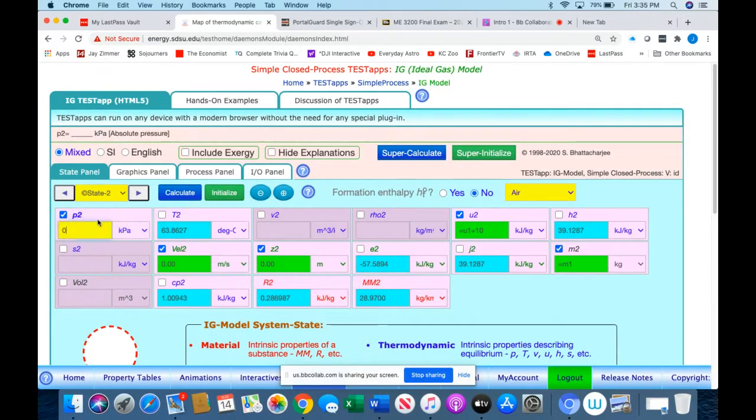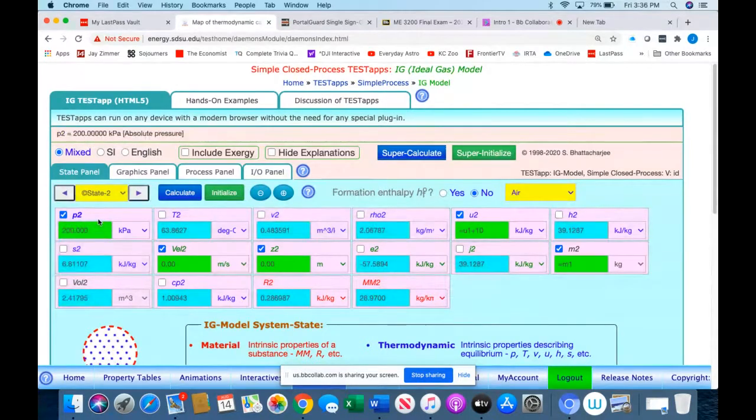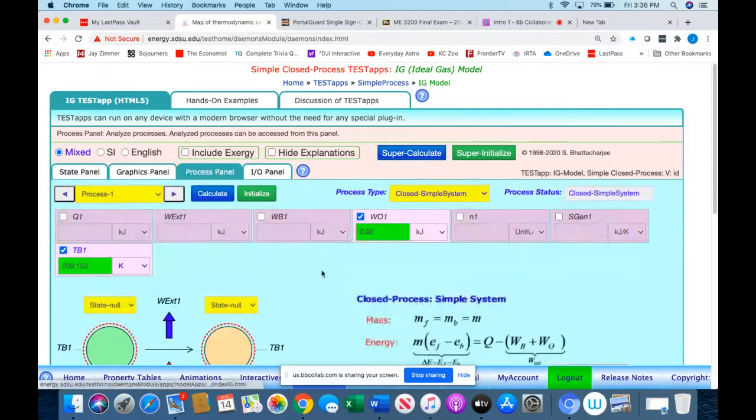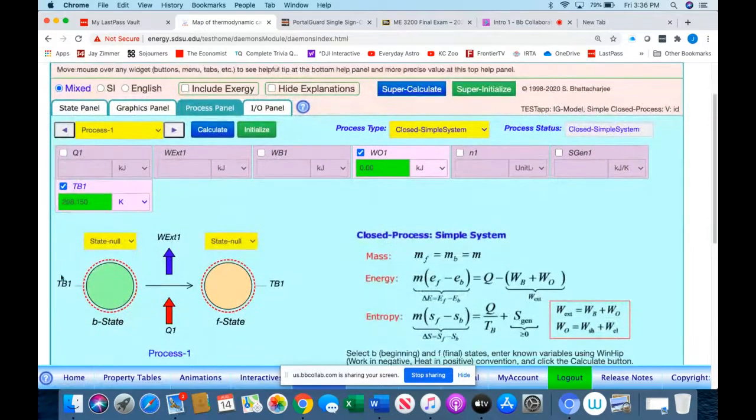Again, we really don't have to concern ourselves with the pressure, but we can give it a pressure if we want to. We can say, arbitrarily, that it's at a pressure of 200 kPa. That again just allows us to calculate the other thermodynamic properties for this constant mass system. So we've got state 1 and state 2. We now want to go into the process panel. The process panel basically allows us to select the before state, which is state 1, it's air, and the final state, which is state 2, again air.